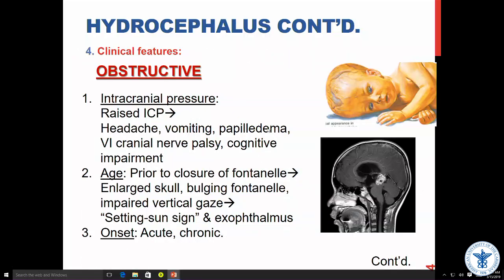Obstructive type, the one we talk about most often. If it's occurring early in childhood, then there is enough time. The fontanelles are not fused, therefore the skull diameter increases. You have severe headache, vomiting, papilledema. Then you can have sixth cranial nerve palsy. You can have cognitive impairment because the brain gets atrophied because of increased pressure. And then they have the sunset sign. You've seen that vertical gaze is affected in this case because of pineal gland involvement. Therefore, there's aqueduct obstruction, and then we have the superior vertical gaze involvement, the sunsetting sign. We've seen this before, so I don't think we need to go into that again.